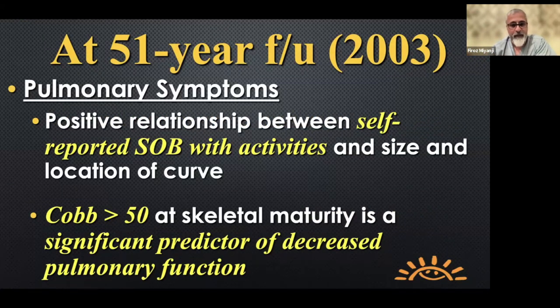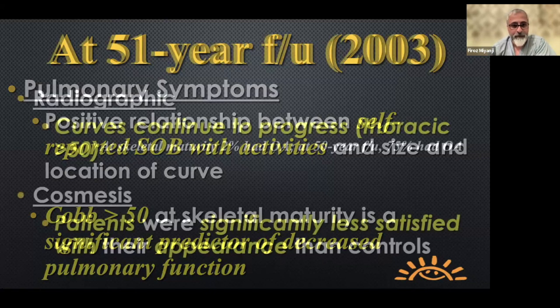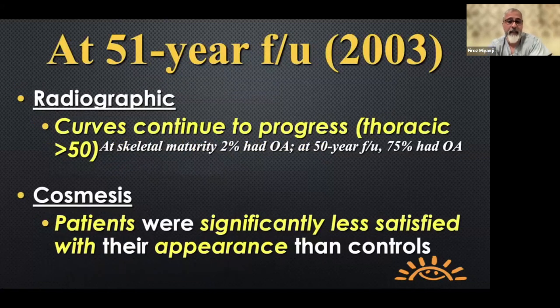So there's going to be some environmental factors in it, not simply that they had a curve, but they did note nonetheless in patients that were adults and had larger curves, that was a predictor of a decrease in pulmonary function. Radiographs, well, again, they continue to show, even at the 51-year follow-up, that thoracic curves that were over 50 did progress.